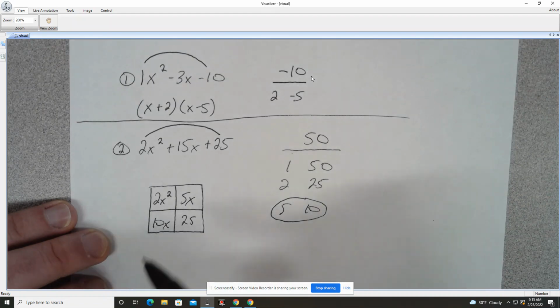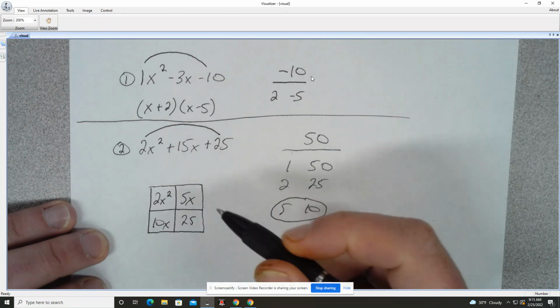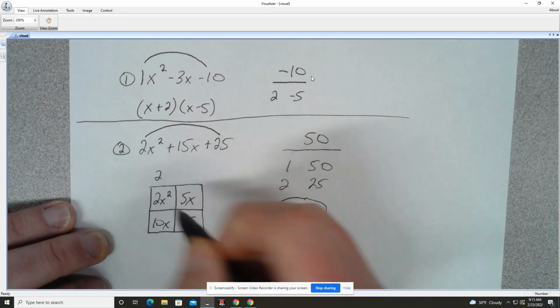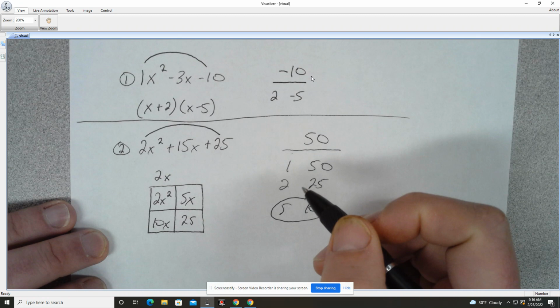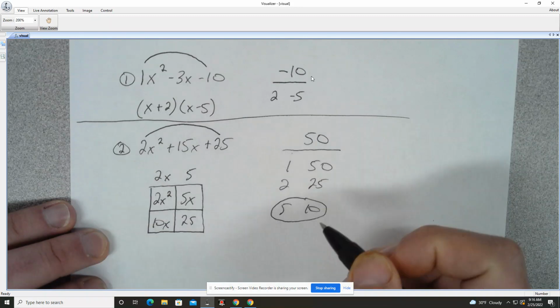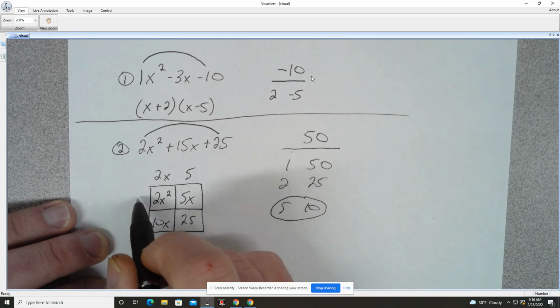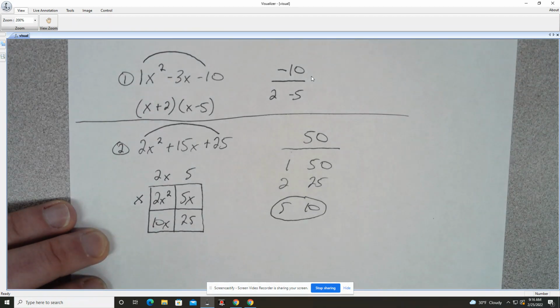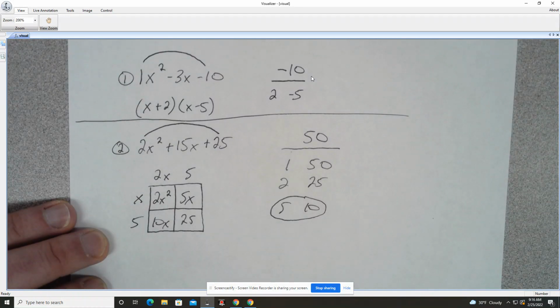Okay, now I'm going to go with this 2x squared and this 10x. And I'm going to find the greatest common factor. Well, they're both divisible by 2. And they both have an x in them. So 2x would be the greatest common factor. Greatest common factor of 5x and 25 would be 5. 2x squared and 5x. And then 10x and 25 would just be 5. Now, really, it doesn't matter which one you put the 5x and 10x in. I could have flipped these and my answer would have been the same either way.